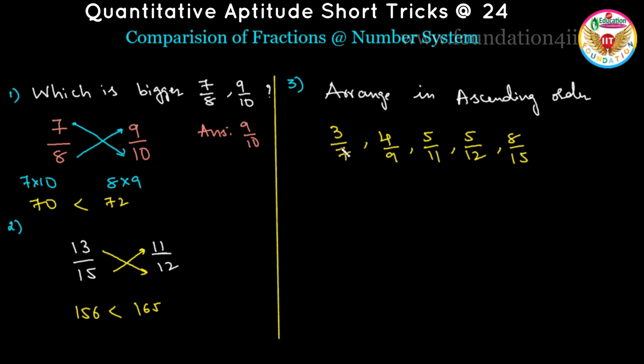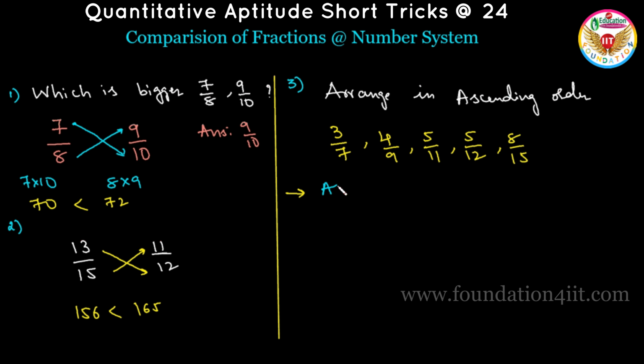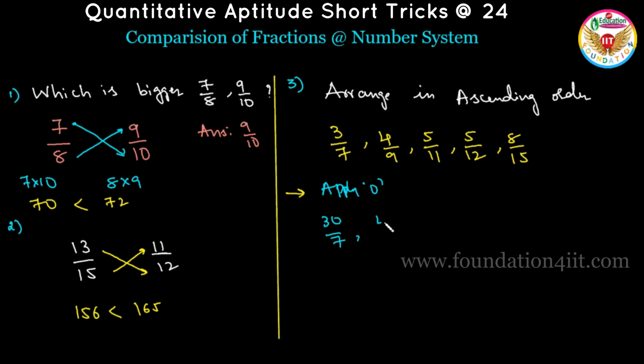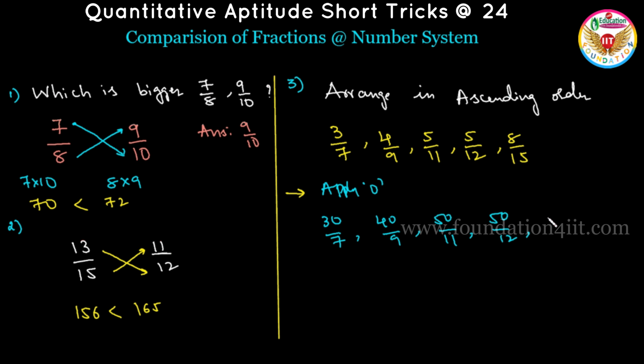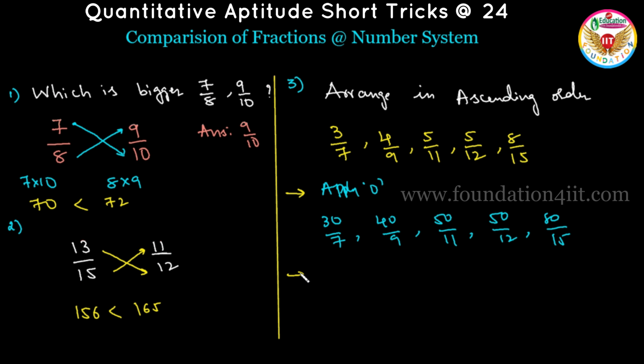The simple technique is, we have two options. We need to take the LCM of all the denominators and make the same denominator, or else we go for divisions. Division also, 3 divided by 7, 4 by 9, is lengthy. So first step, just keep a 0 beside every number. That means 30 by 7, 40 by 9, 50 by 11, 50 by 12 and 80 by 15.